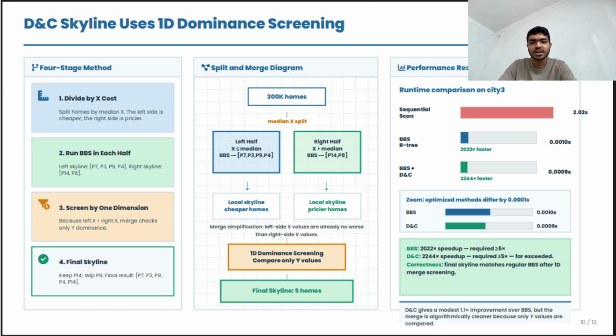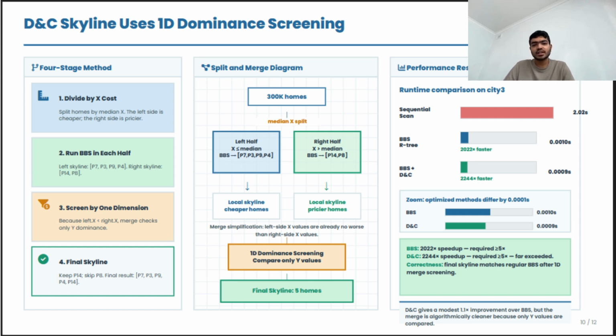Stage 4 shows the result. From the right half skyline of P14 and P8, I check both against the left skyline using only y values. P8 gets removed because a left home has a smaller or equal y value. It means that P8 is dominated. P14 survives because no left home has a y value smaller than or equal to P14's y value of 1. The final skyline is P7, P3, P9, P4, and P14, which are 5 homes.